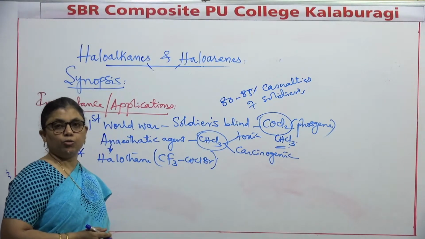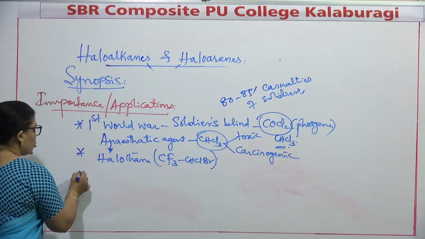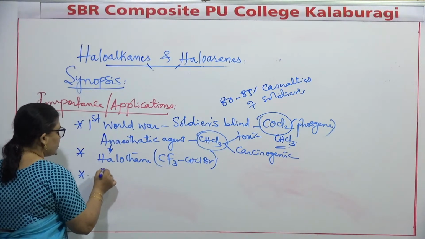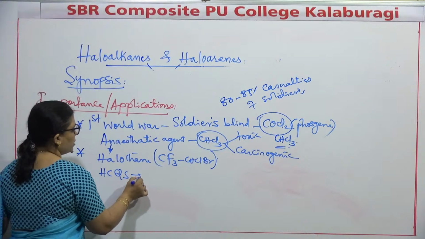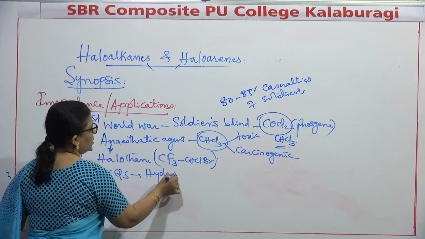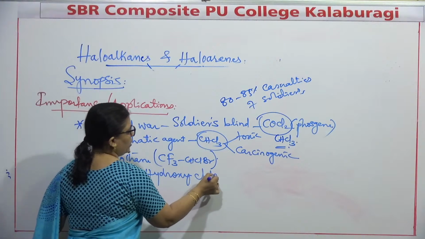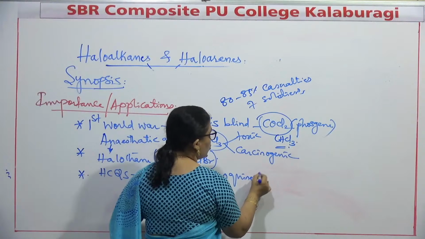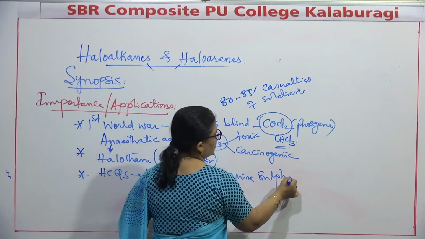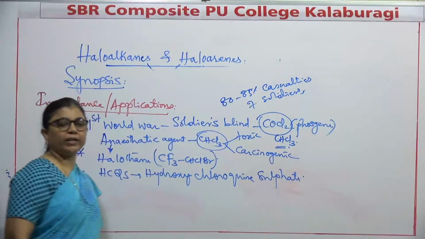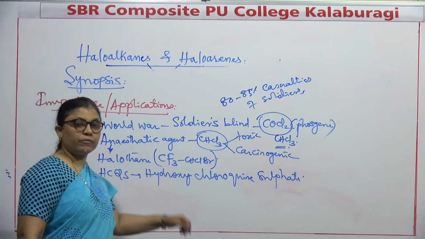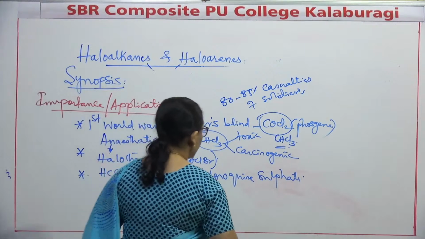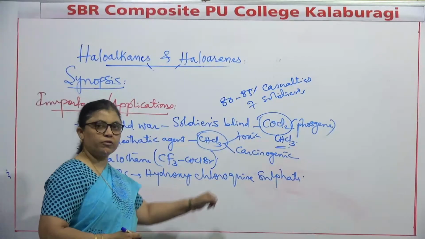CF3CHClBr. Halothane. Next one. Not only this one, during this pandemic, you might have heard of HCQS. What is HCQS? Hydroxychloroquine sulfate. This is the drug which they have used in this pandemic, during the treatment of coronavirus. They have used hydroxychloroquine.